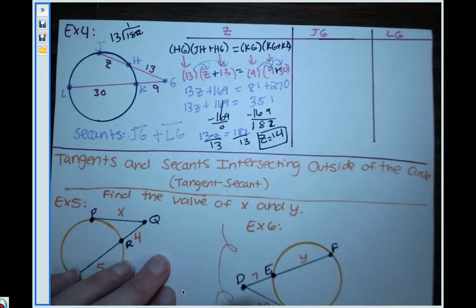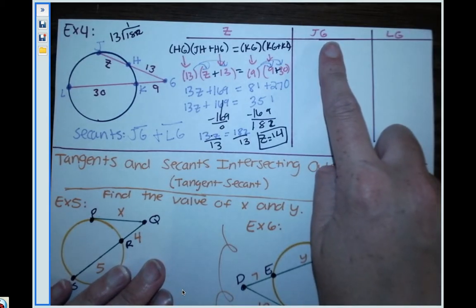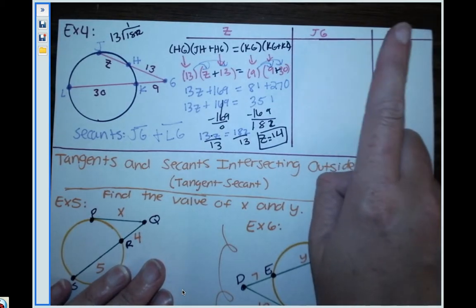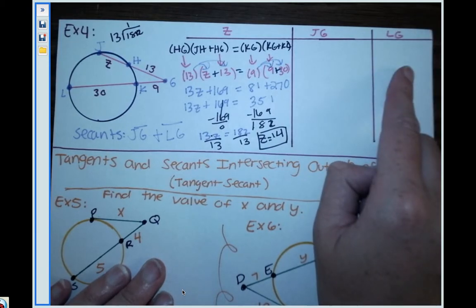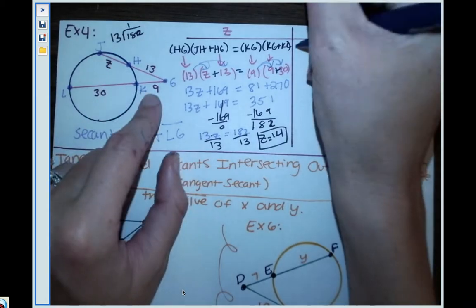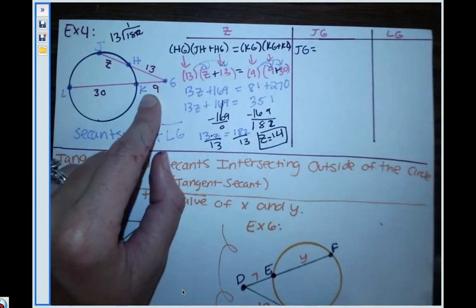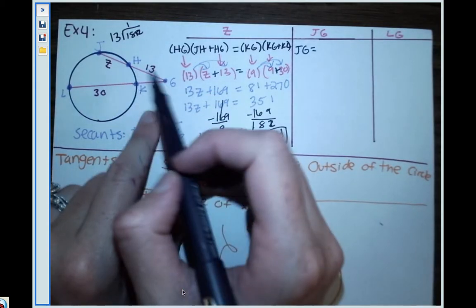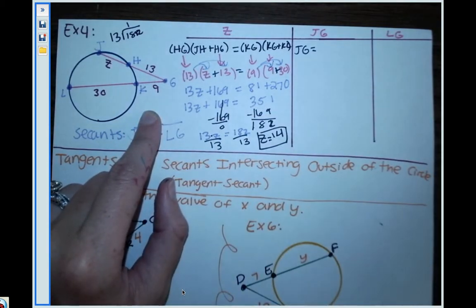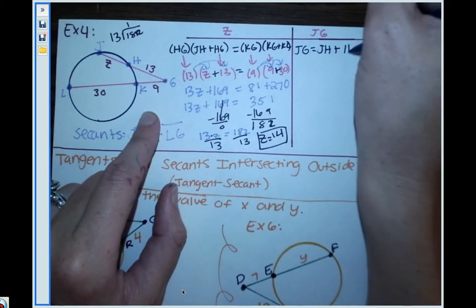Okay, so now I need to find the lengths of my 2 secant segments. So I want to find JG and LG. Let's get going. All right, so JG, which 2 segments make up JG? It is JH and HG. So that's going to be JH plus HG.